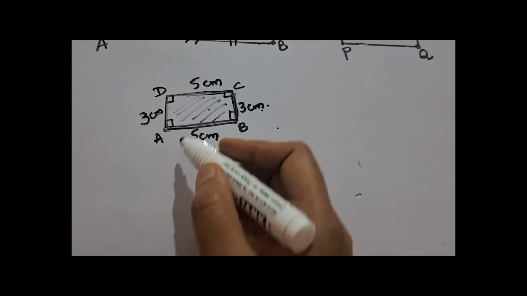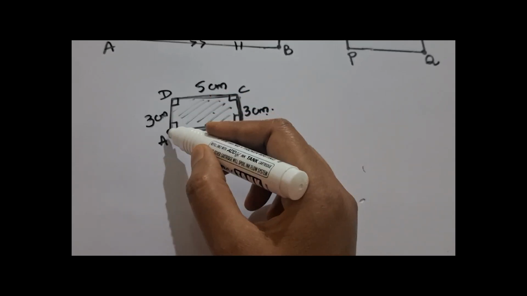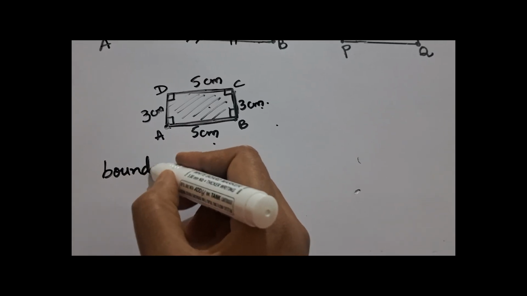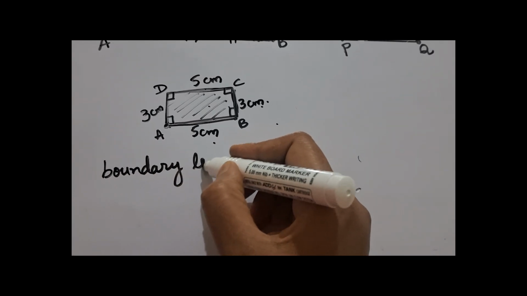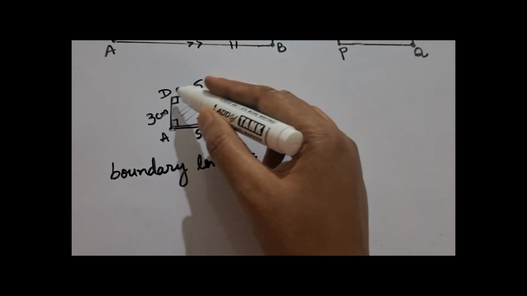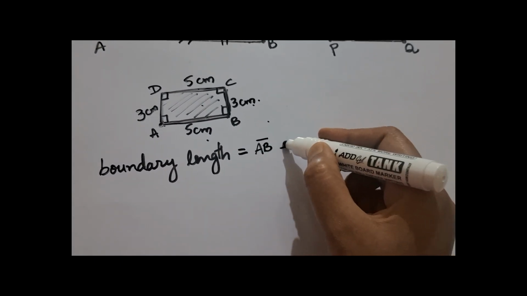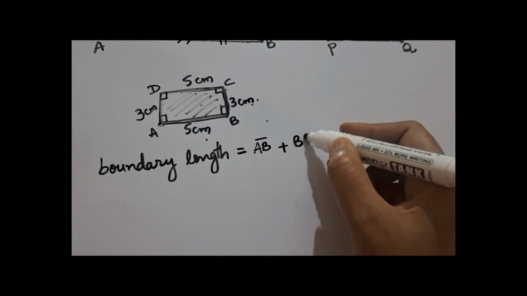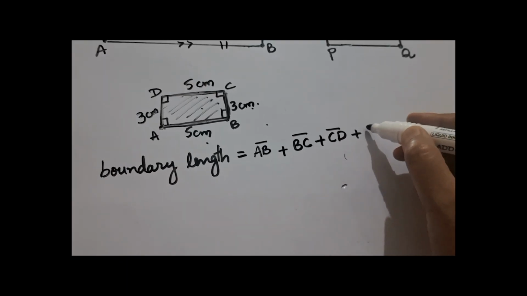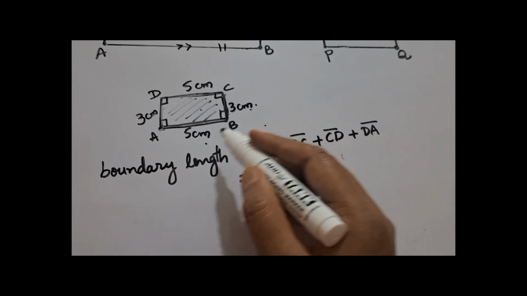Now what we have to do? We have to add the sides, isn't it? Then only we'll get the boundary length. So here, boundary length is equal to all the four sides we should add, that is equal to AB plus BC plus CD plus DA. Okay children.